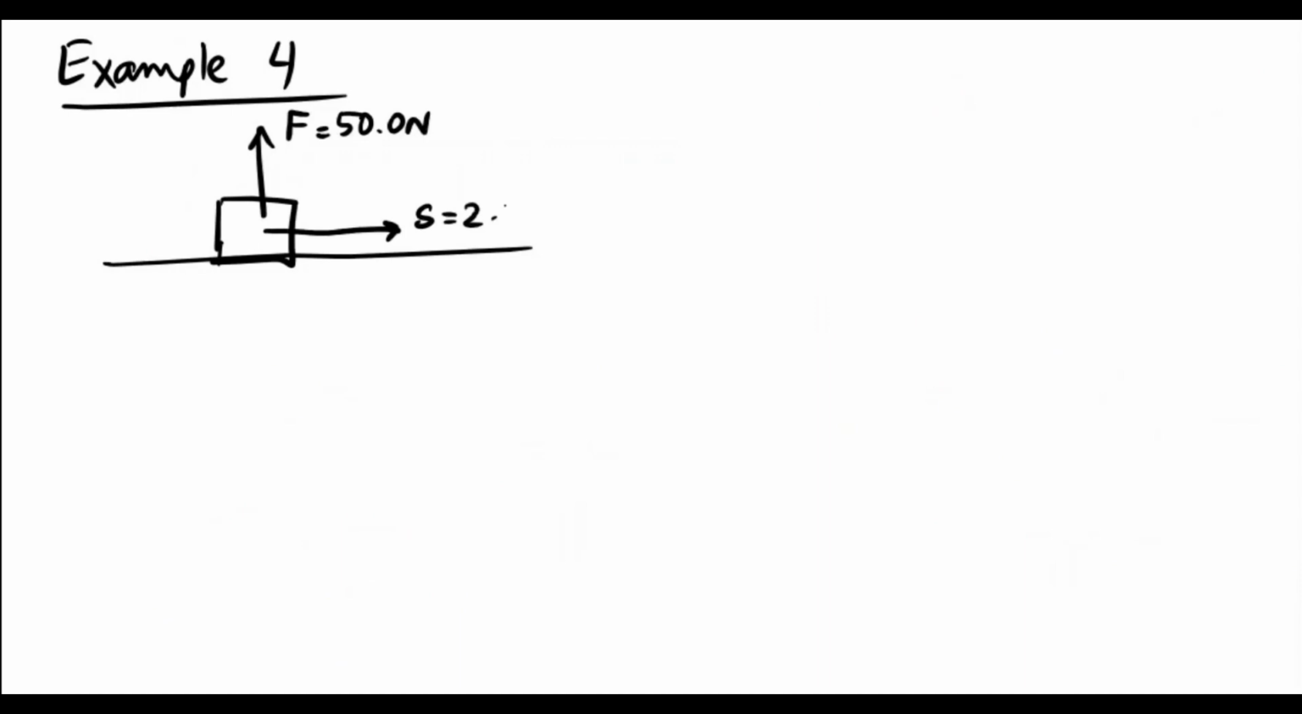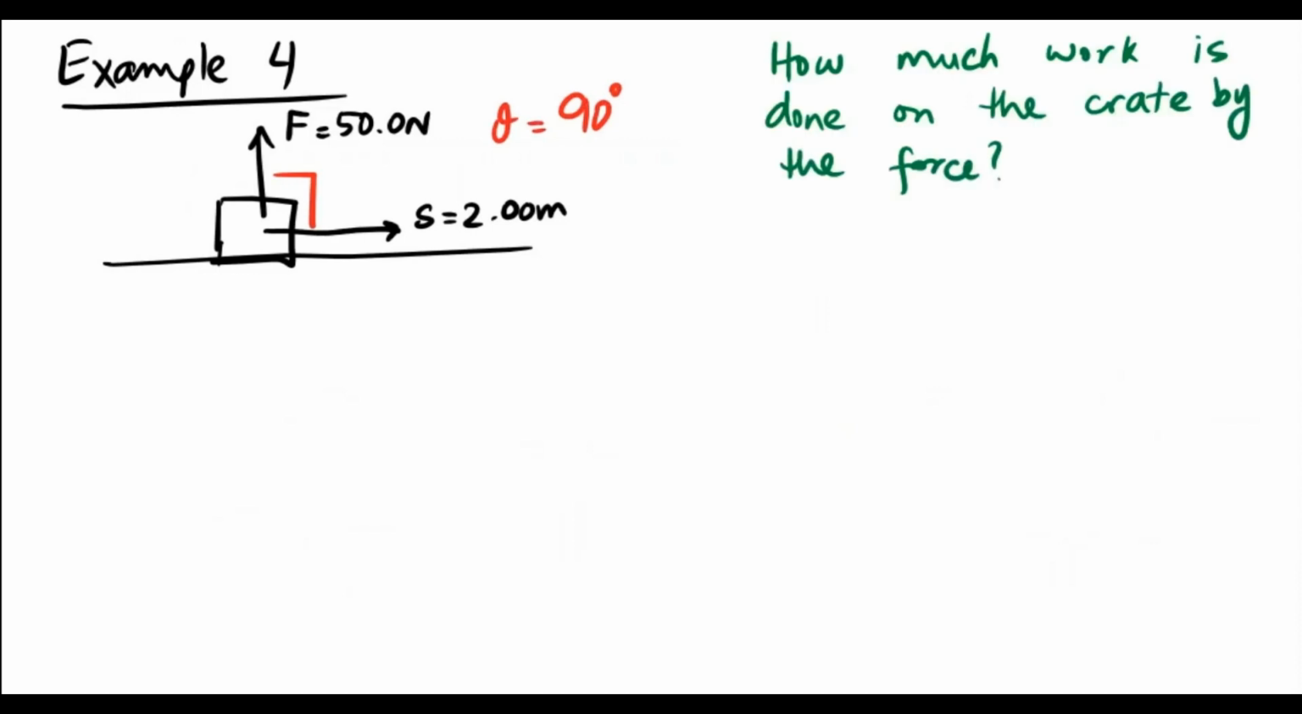So our last example. This time we have a special scenario where we have the same crate, but this time we are applying a force in the upward direction, and let's say the crate is going to move somehow on the ground, parallel to the ground. Now this time the angle is 90 degrees.